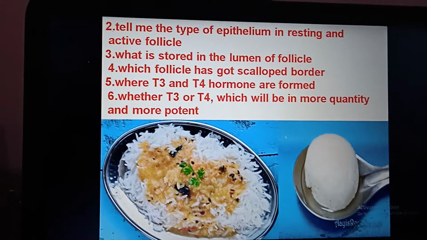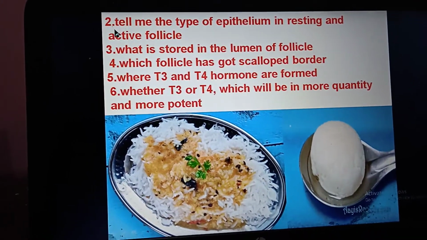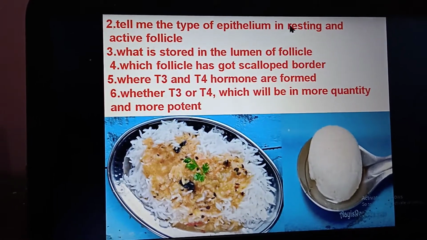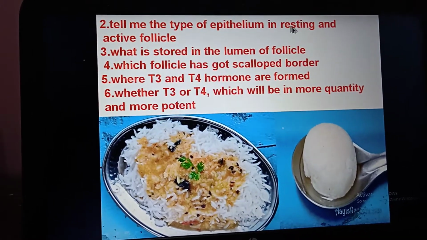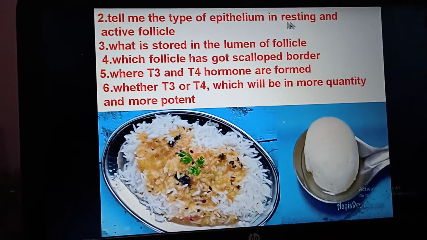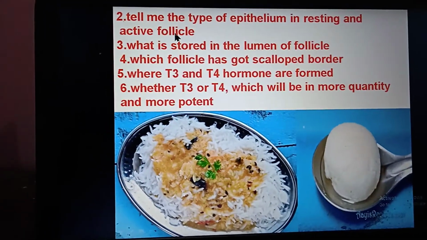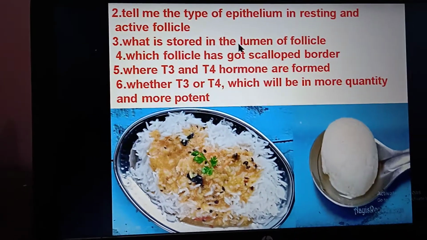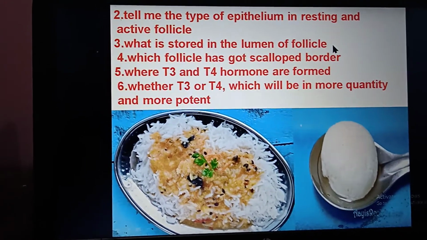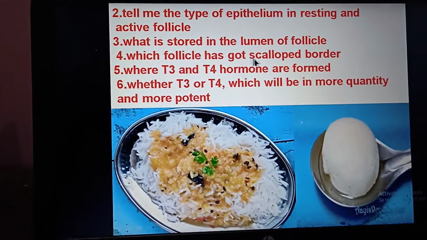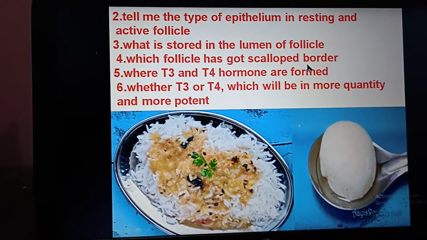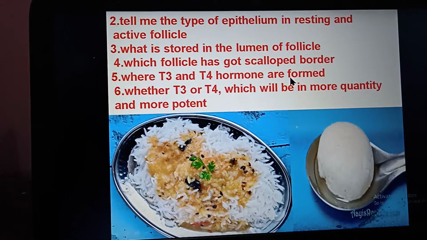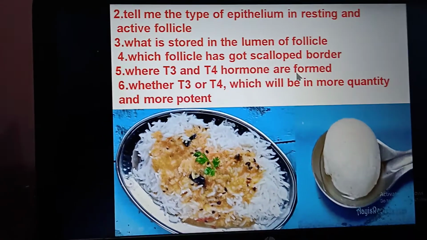Now tell me the type of epithelium in the resting and active follicle. In the resting phase the ladies are flattened, taking rest, so it is simple squamous. And the active follicle is simple cuboidal, or you can say cuboidal to columnar. What is stored in the lumen of the follicle? It is thyroglobulin. Which follicle has a scalloped border? The active follicle. Where are T3 and T4 hormones formed? Within the follicular cell.